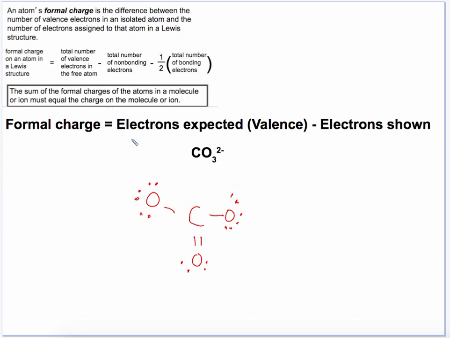And for some reason I drew this one in red, so I'll count the formal charges in black. Okay, so this is the carbonate ion if you were to draw the Lewis structure for it. Okay, now it has a 2 minus charge. So let's do each atom.